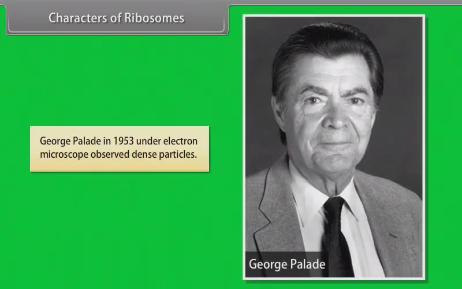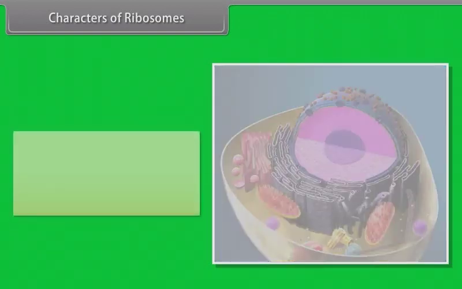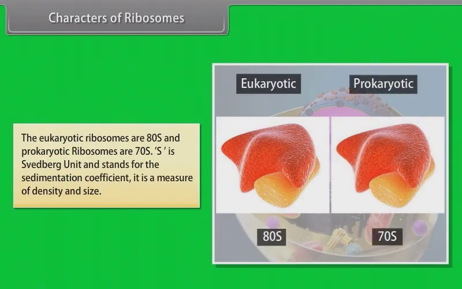Characters of ribosomes. George Palade in 1953, under the electron microscope, observed dense particles. Ribosomes are granular structures made of ribonucleic acid, RNA, and proteins. They are not membrane bound. The eukaryotic ribosomes are 80S and prokaryotic ribosomes are 70S. S is the Svedberg unit and stands for the sedimentation coefficient. It is a measure of density and size.